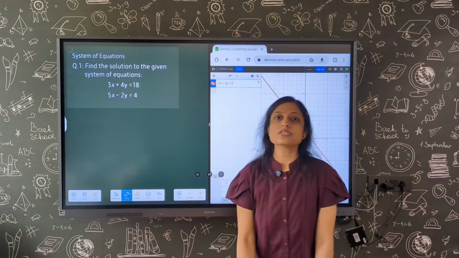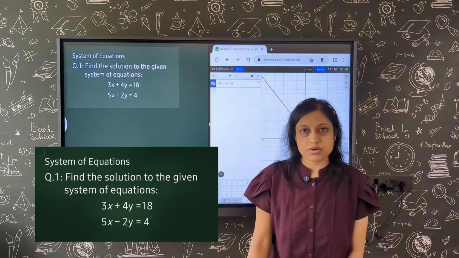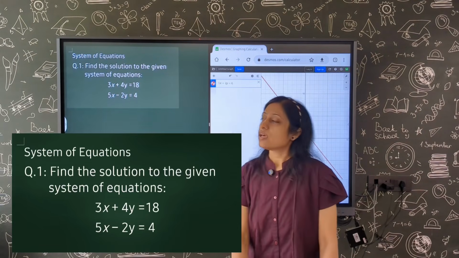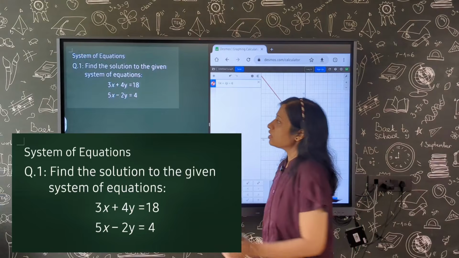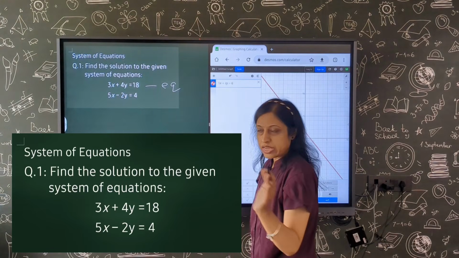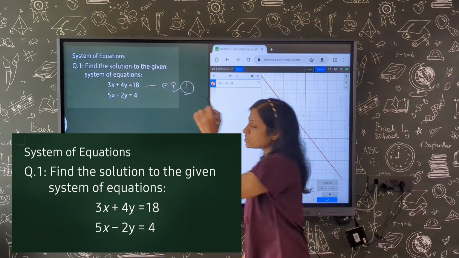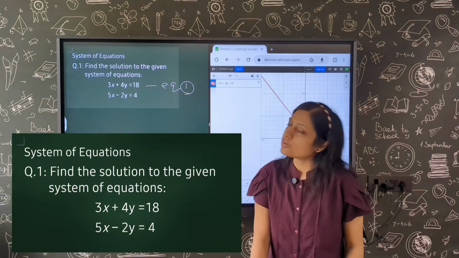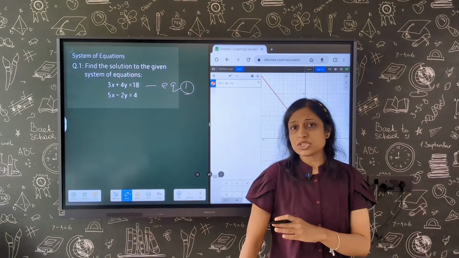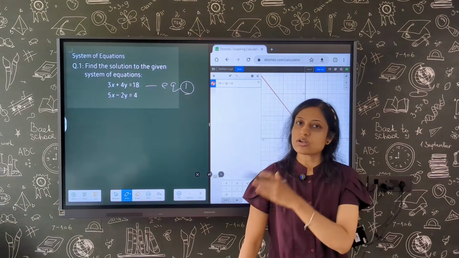We are starting from system of equations, a basic algebra question. Find the solution to the given system of equations. We have two equations here. The first equation is 3x plus 4y is equal to 18. The second equation is 5x minus 2y is equal to 4. During the exam, you can use the elimination method or substitution method to solve this.